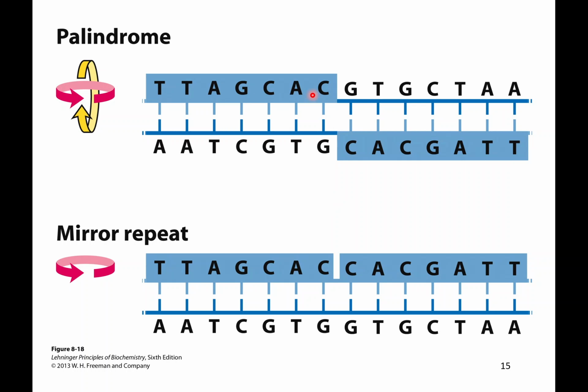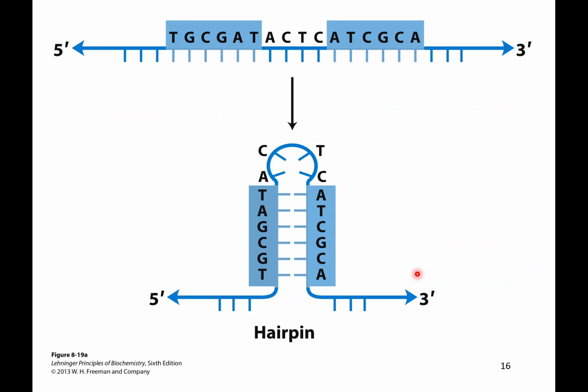Okay? Where actually now you can get base pairs formed between nucleotides that are on the same strand. Okay, and we'll see that in a second. And then you have these other repeats of sequences. Something like this would be termed a mirror repeat, where you have a sequence shown here, TTAGCAC. If you have that same sequence, maybe just in a different direction, right next to it, you can get some interesting base pairing from that too.